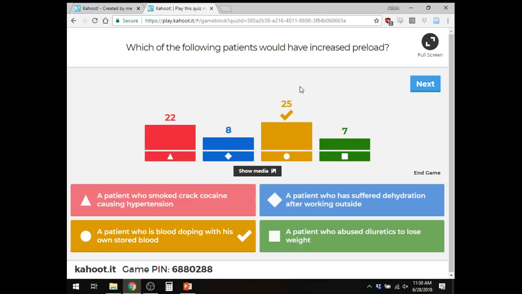But yeah, someone blood doping, someone who's infusing their own blood back into the system, that would definitely increase the preload, right? Because again, I have increased blood volume getting back to the heart there. Yes, sir.